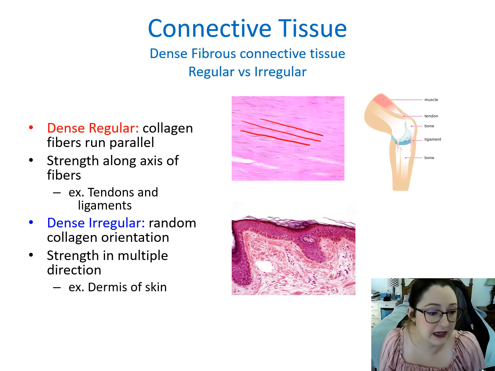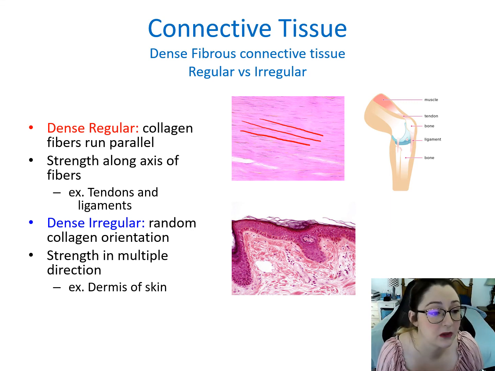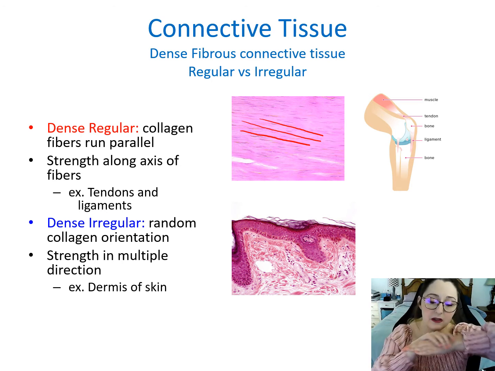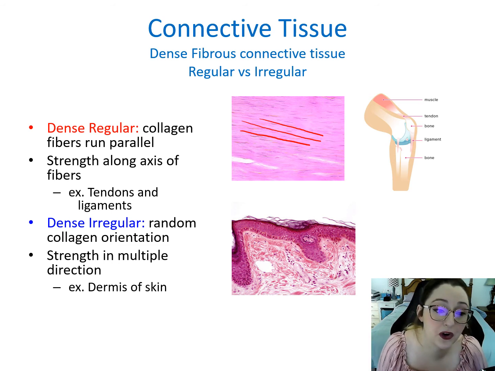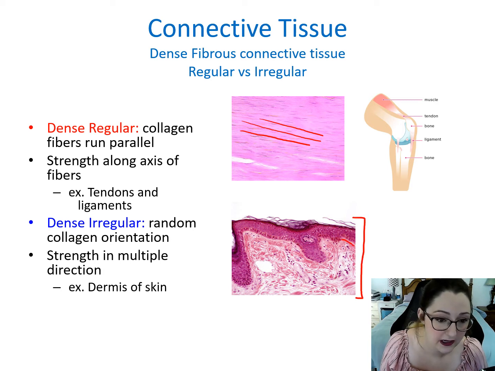Next we have dense irregular, dense fibrous connective tissue. That's technically the full title of it. And this is where you have random collagen orientation, and it's going to have strength in multiple directions. An example is going to be the dermis of the skin. So if the layer that you can see on the top of your skin is the epidermis, below that is going to be the dermis. And we'll talk about that more when we talk about the integumentary system, but here is a nice slide of that. Everything in this darker pink is the epidermis, and then everything below that is going to be the dermis.